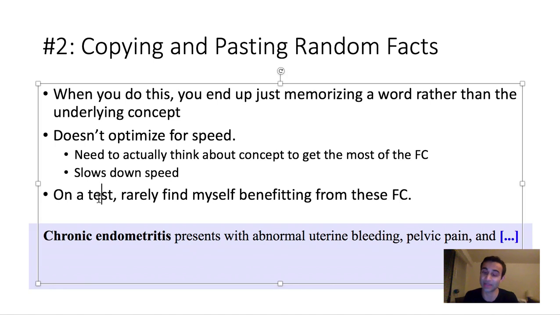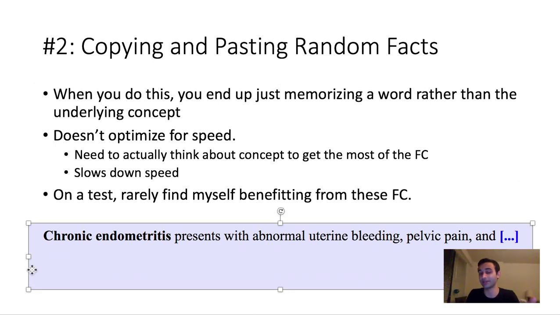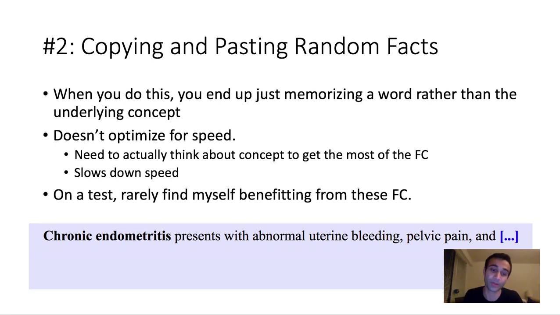And on a test, as I said, it's rarely that I find myself benefiting from these types of flashcards. It's just rare that on a test I'll ever see "chronic endometritis presents with abnormal uterine bleeding, pelvic pain, and blank." It will rarely come up in this form. And by having a random fact in this form, I'm almost forcing myself to memorize this particular sequence, and that's not usually helpful conceptually. What is helpful is when you have a question and answer format, but I'll get to that in another video.